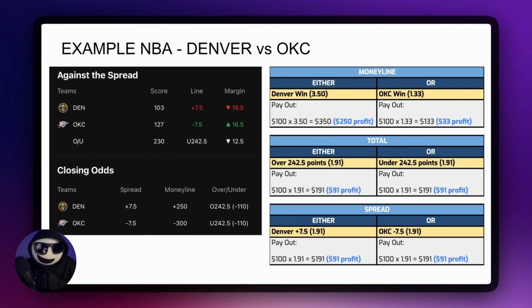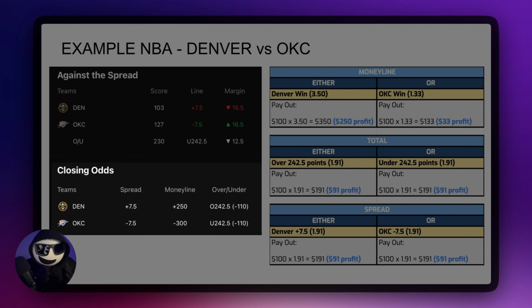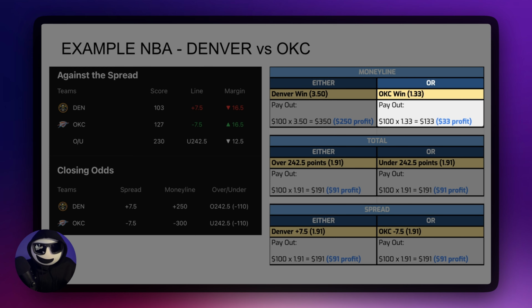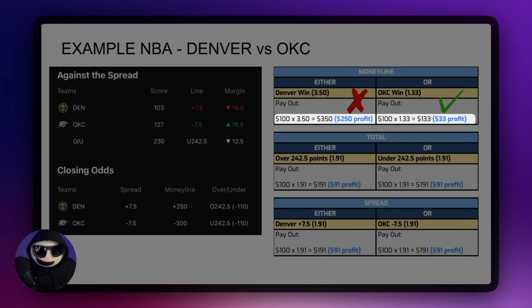So a quick example here from an NBA game. Oklahoma City beat the Denver Nuggets 127-103. These were the closing odds, and so if you decided to bet on the money line, you would choose who won the game, or who wins the game, either Denver or OKC. Now, OKC won outright here, so if you bet $100 on them, you would have made $33 from this play. The Denver Nuggets are the underdogs in this matchup, so betting on them to win outright offers a higher payout since they are expected to lose.